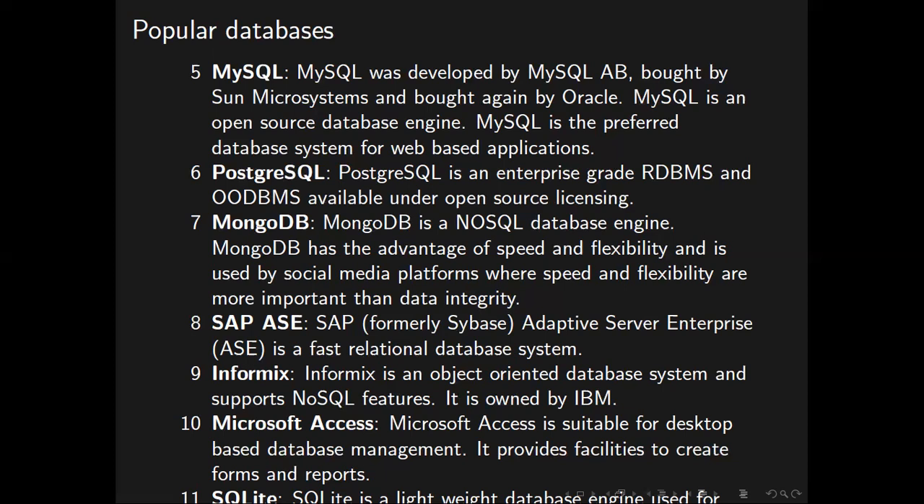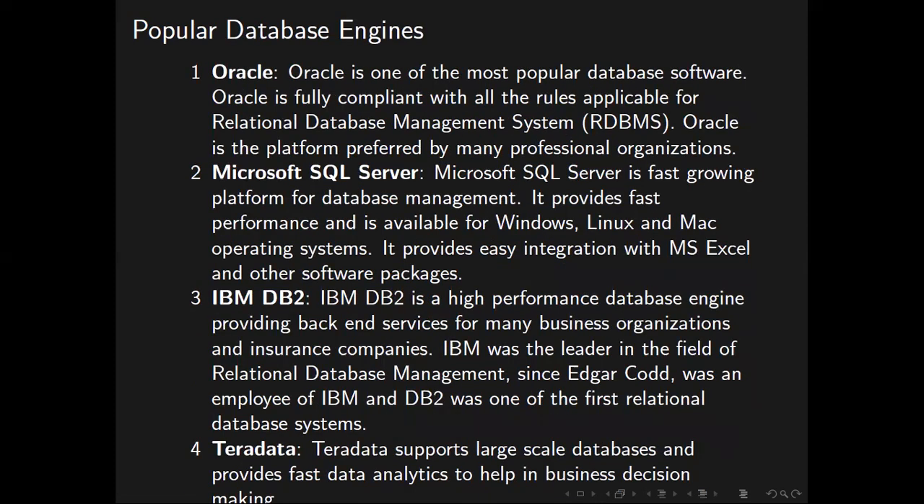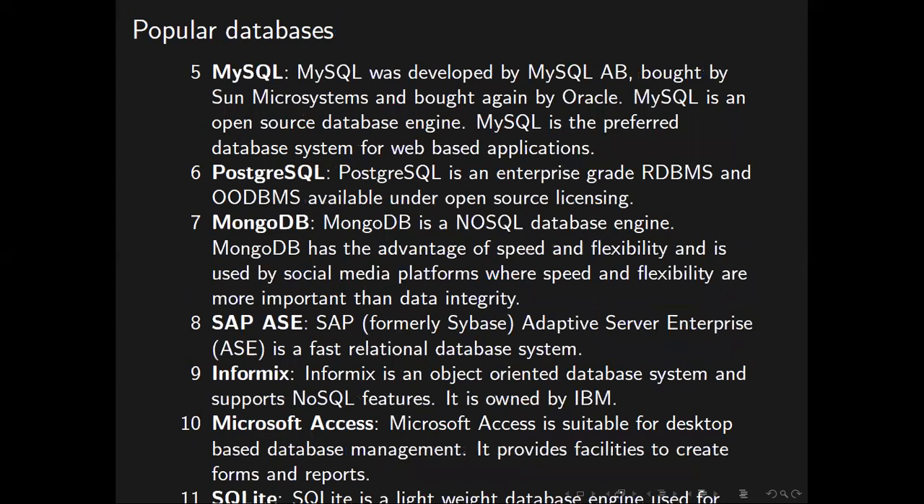We will not go beyond this. What are the database engines we have seen? Oracle, Microsoft SQL, IBM DB2, Teradata, MySQL, PostgreSQL, MongoDB, SAP ASE, Informix, Microsoft Access, SQLite. I should have placed SQLite prior to Microsoft Access because in the ranking you may call SQLite more usable, more of an RDBMS than Microsoft Access. Okay, done. With this, we close the theory class.